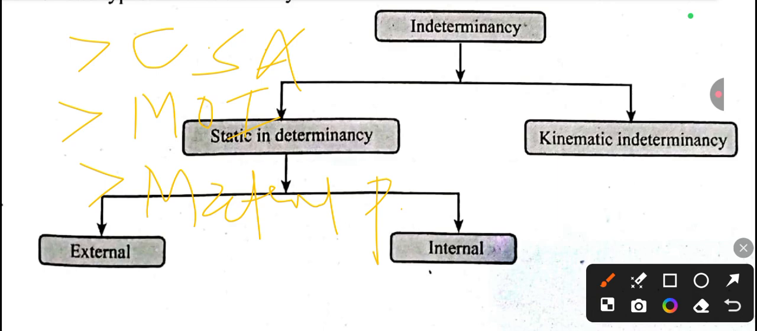So it means a determinate structure is independent of the cross-sectional area, but we are talking about indeterminacy, so it is dependent on the cross-sectional area. It is also dependent on the moment of inertia. It is also dependent on the material property. It also depends on different things, so we will discuss later. If you want more on determinate structure, you can watch our other video. We have already discussed it in detail, but in this video we will just discuss indeterminacy.